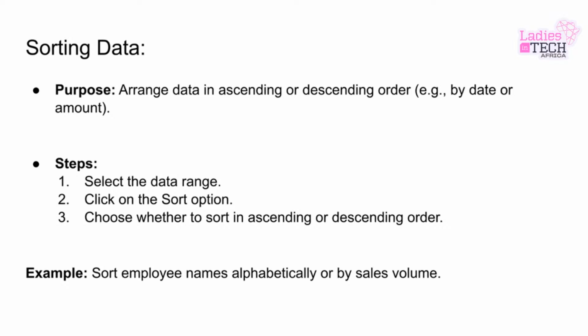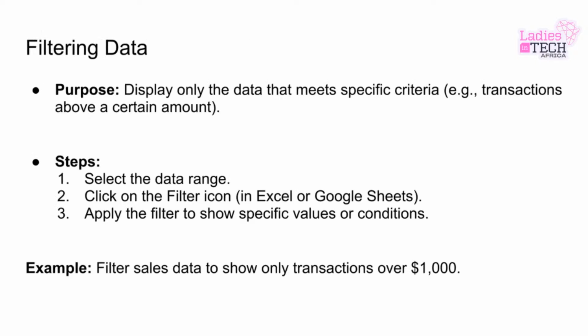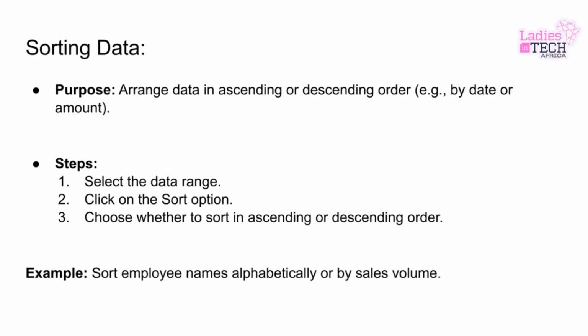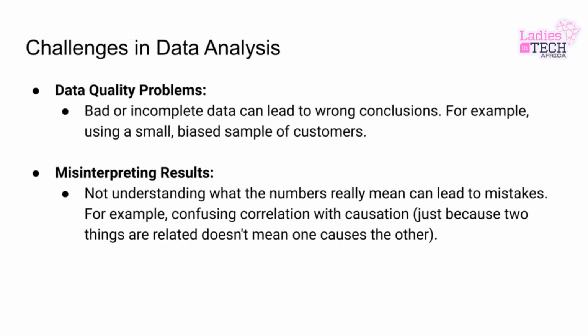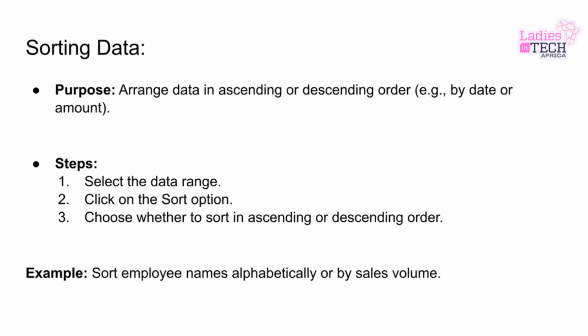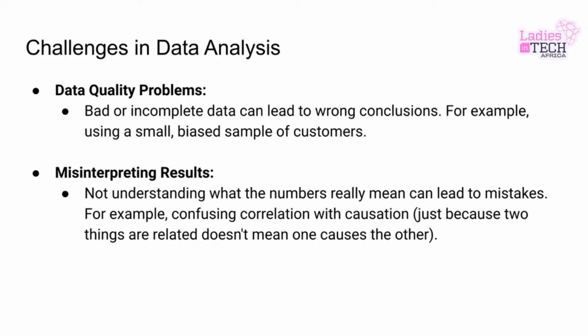For example, if you are confusing correlation with causation, it doesn't mean one causes the other. One example is the one I spoke about when I used correlation to check the relationship between advertising spend and sales. As the advertising spend goes high, the sales also go high. But it doesn't necessarily mean that the advertising spend is causing the sales to go high. You have to be able to understand the numbers and the data that we are working with.